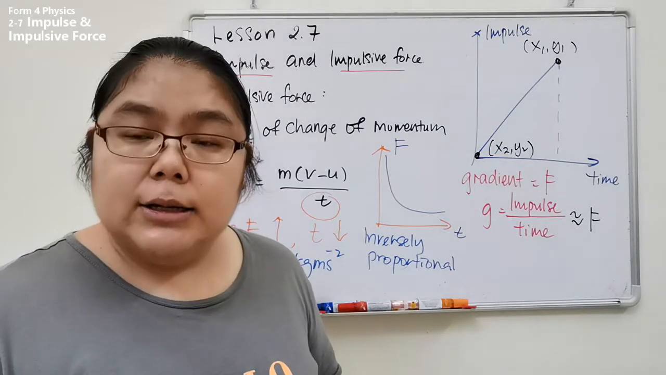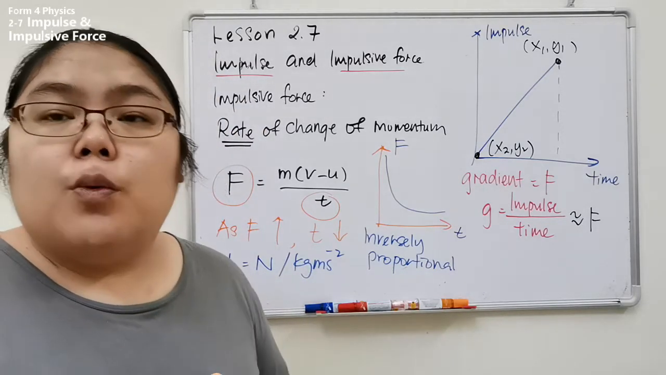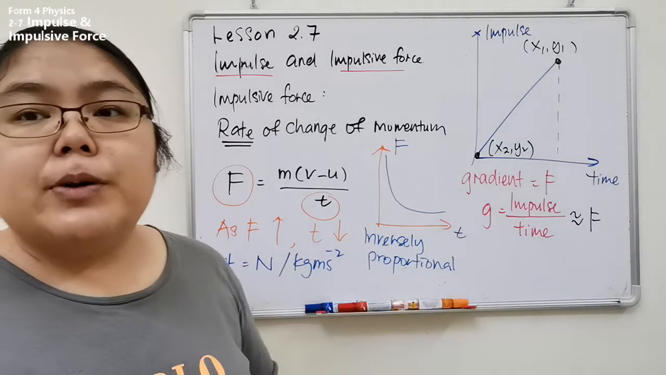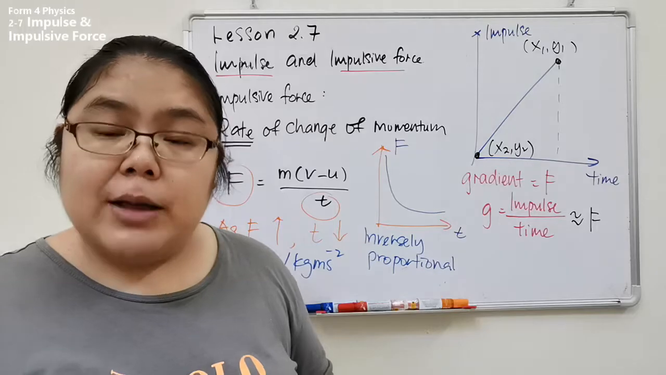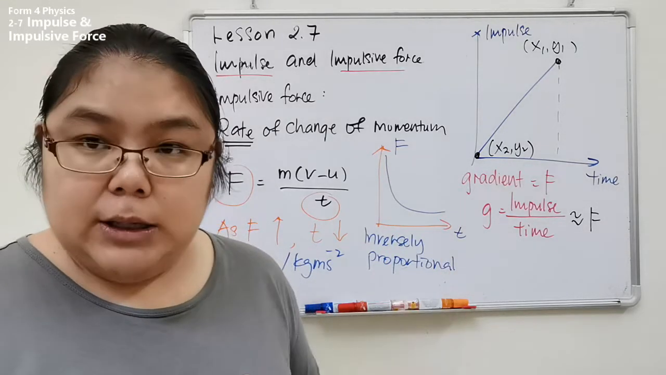On your leg, the force acting on your leg, maybe they will break. So this is the reason why you need to bend your knee. This is one example related to force and also the time. If the time taken is too short, the impulsive force will become very, very big.